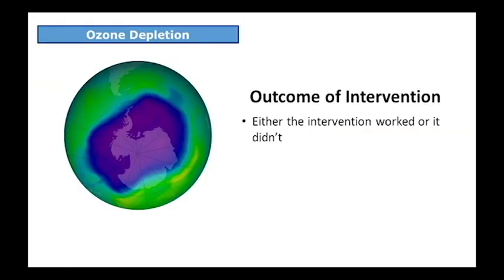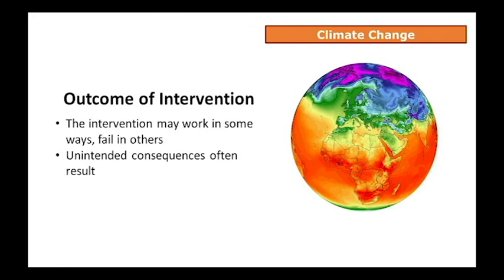When it comes to tame problems, the outcome of the intervention is pretty straightforward. Either the intervention worked or it didn't. For ozone depletion, reducing the production and emission of CFCs actually allowed the ozone layer to begin to repair. Climate change is different. The intervention may work in some ways but fail in others, and this also is attributed to how climate change is happening in different ways around the world. And wicked problems often have unintended consequences, which means that whenever you try to solve one part of a problem, it may affect other parts of the problem in ways that you didn't plan.